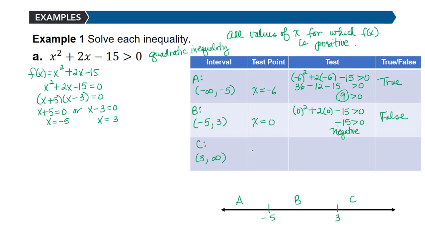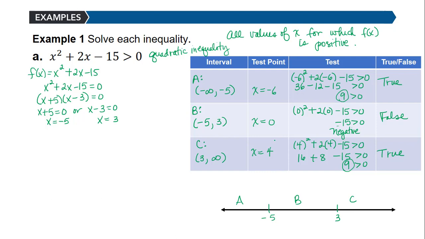And then in region C, we can plug in something larger than 3. So I'll plug in 4. 4 squared plus 2 times 4 minus 15, is that greater than 0? So we get 16 plus 8 minus 15 is greater than 0. It's 24 minus 15, or 9, and that is greater than 0. So again, this is showing me that the 9 is a positive output value inside this interval C.